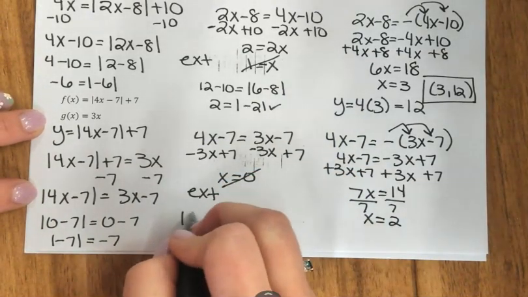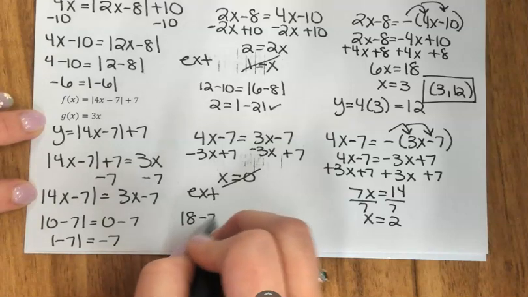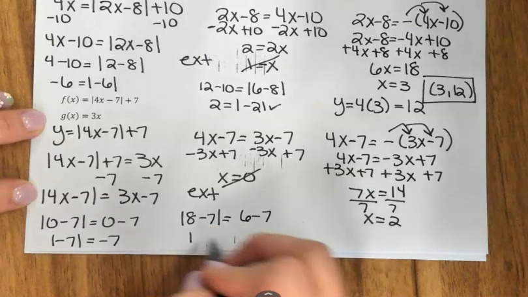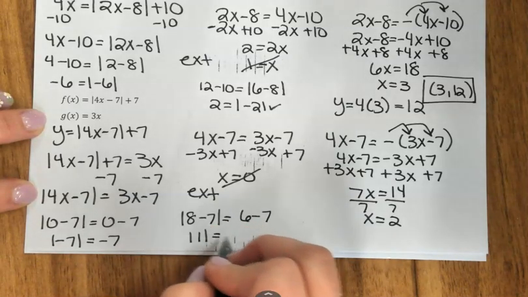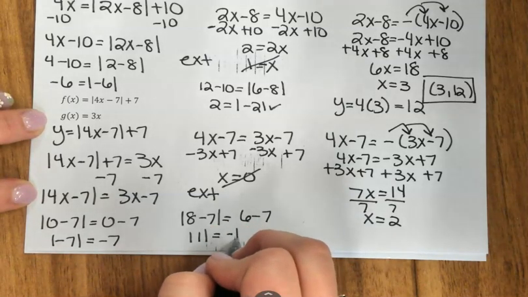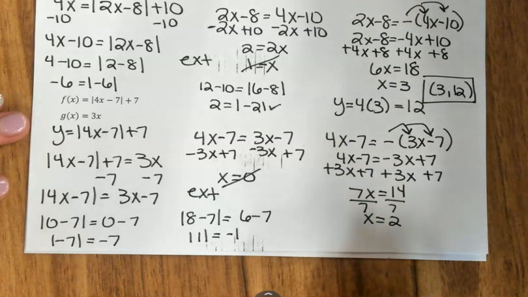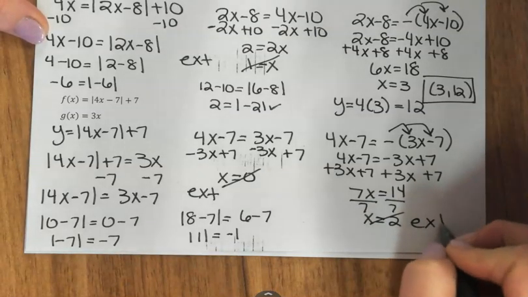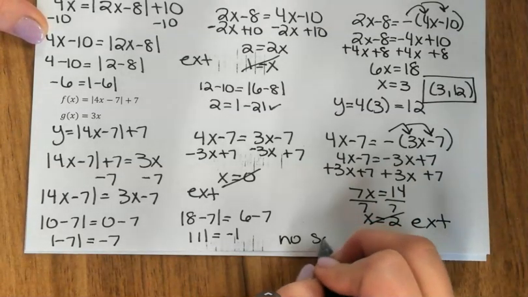Let's try 2. 8 minus 7 inside my absolute value equals 6 minus 7. The absolute value of 1 equals negative 1. That one is also extraneous. So this one has no solution.